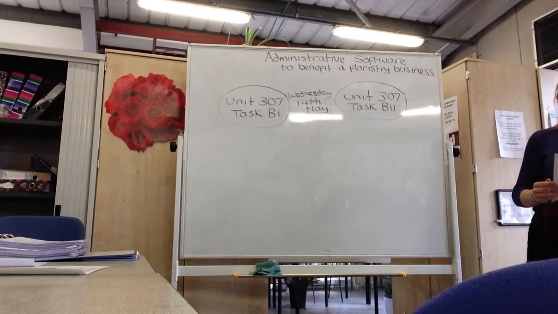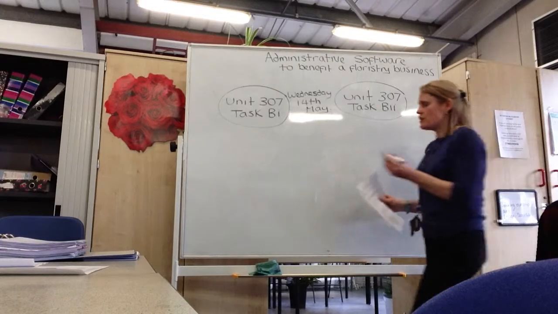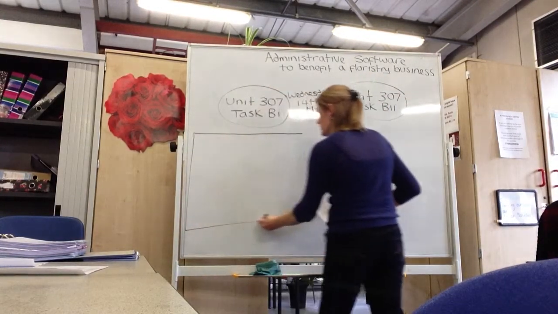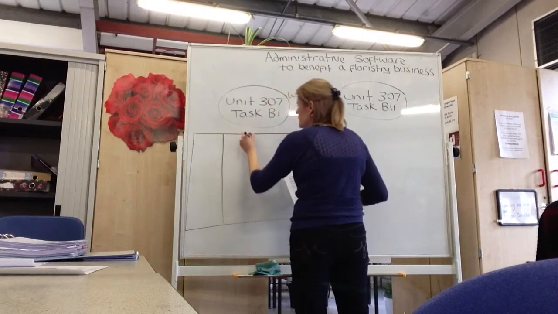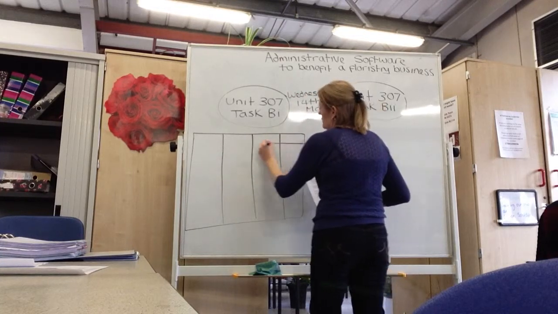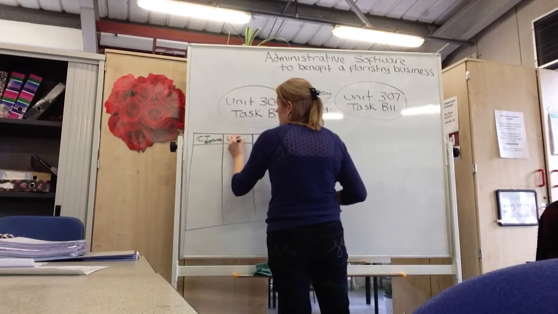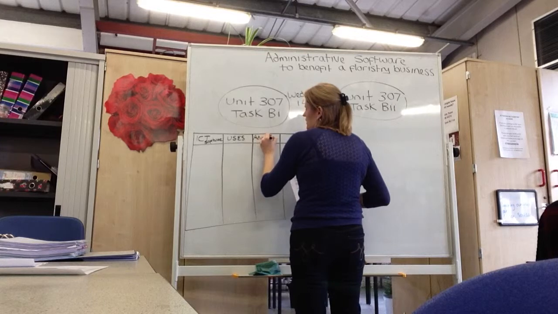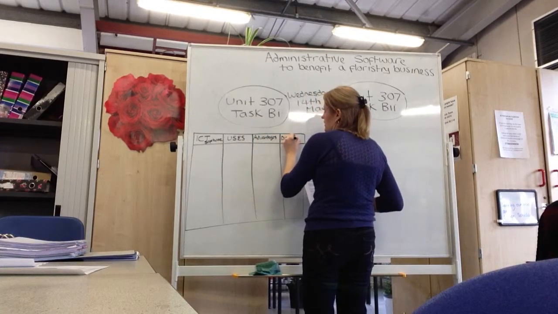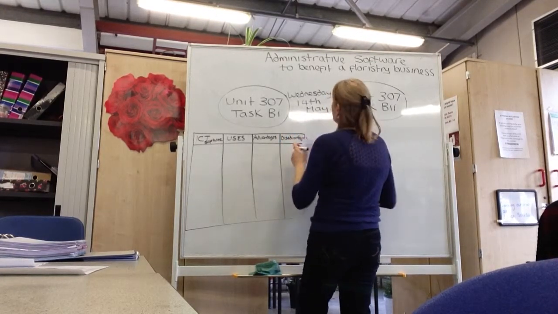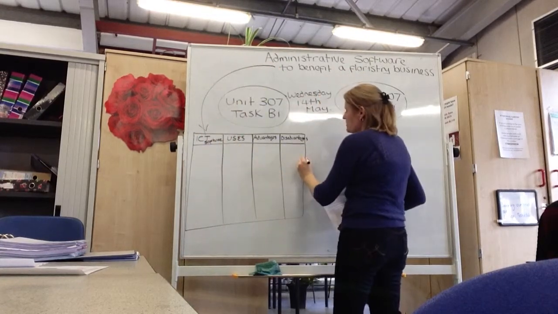So the first bit says: investigate a range of ICT functions and software packages a floristry business might use. Using the information collected, create a clear table showing the uses, advantages and disadvantages for each ICT function. Then it gives some examples. So what you need to do is create a table, where you put what the ICT software or function is, the uses, advantages, and disadvantages. Always going back to your floristry business.